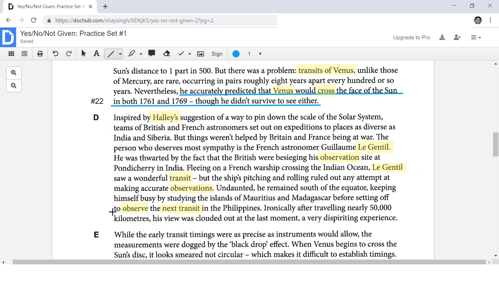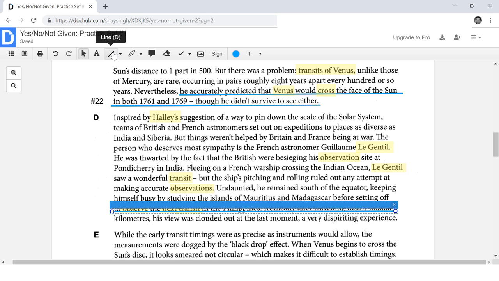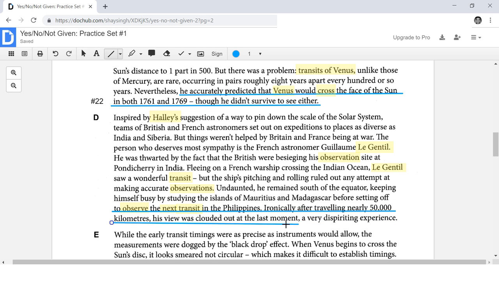So let's underline this part right here specifically. It's this part right here. It stops right here: that his view was clouded at the last moment. View was clouded. So I want to put number 23 here, since that is where we found the matching sentence for question number 23.